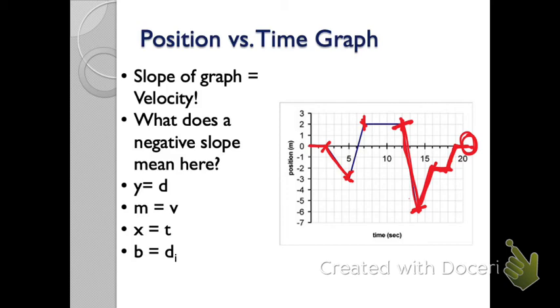Displacement would be 0. Yes, good question. Displacement would technically be 0 there. So it doesn't matter that they're in different spots along the way, because all they did was walk back and forth, back and forth, and then they ended up exactly where they started.